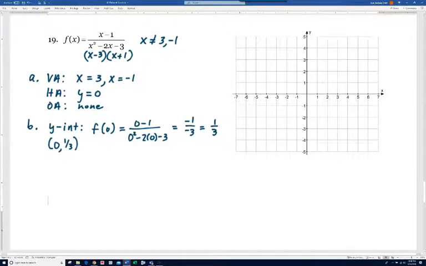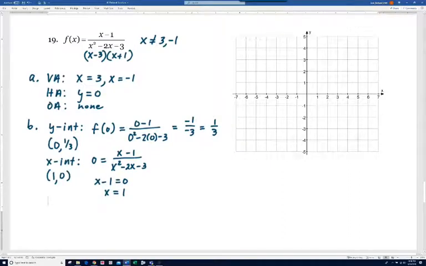Let's see if there's any x-intercepts. So when we let y be 0, notice our numerator, if we set that equal to 0, we get x equals 1. So we do have an x-intercept at (1, 0). Again, all we have to do is set our numerator equal to 0 to determine when this fraction would equal 0.